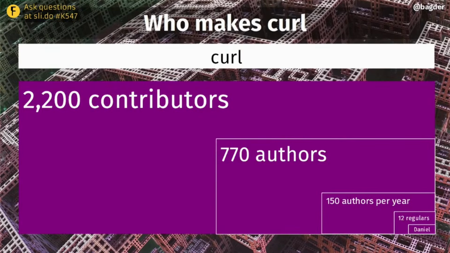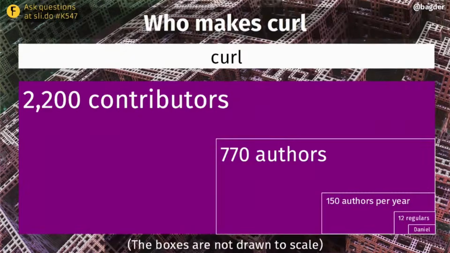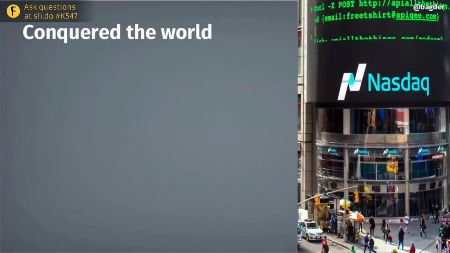I might be the captain on the boat, but I'm certainly not alone in this venture. So curl has to some extent already conquered the world. The image here on the right is the NASDAQ building in New York with a fancy curl command line on the big screen there. But how come it conquered? How come we've been successful, in air quotes, so far?